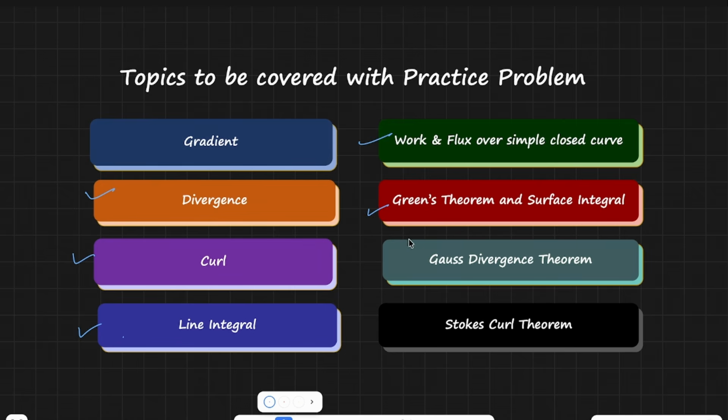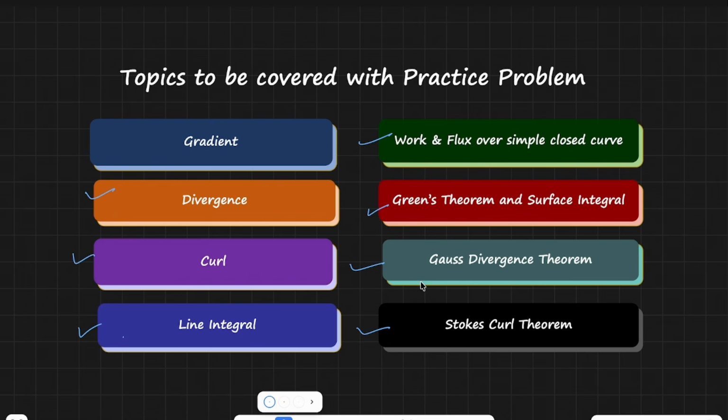Then the next topics will be Green's theorem and the surface integral, and related to this, the Gauss divergence theorem and Stokes theorem. This video is for engineering mathematics, and those in BSc mathematics can also refer to this video. In this video I will discuss complete vector calculus.